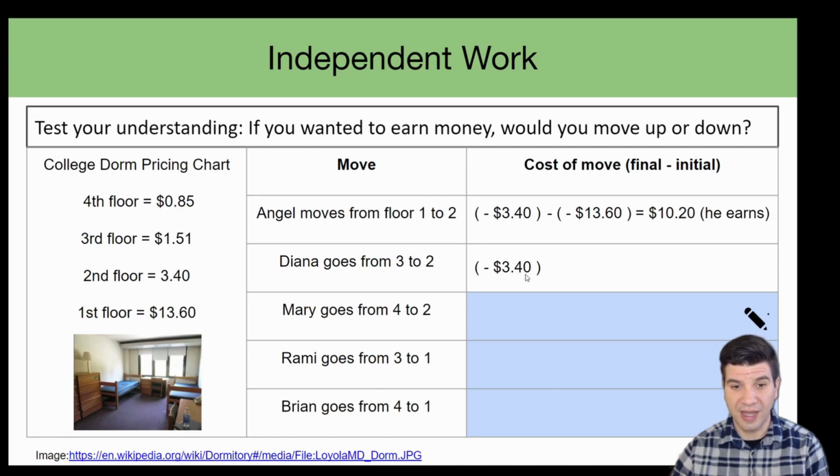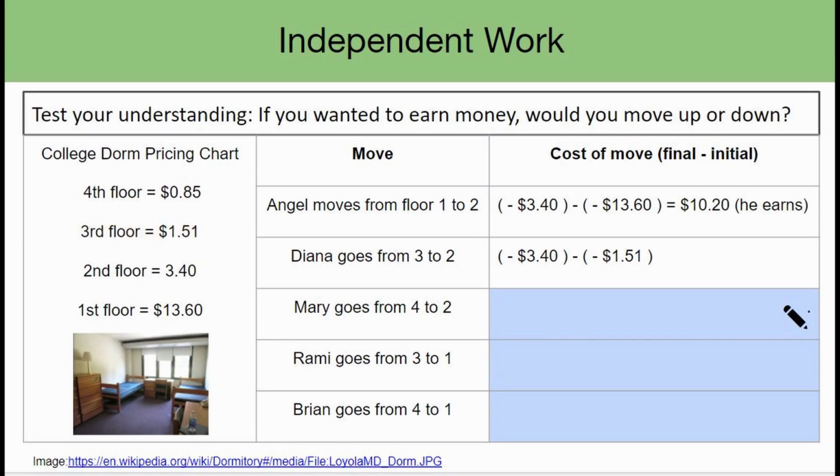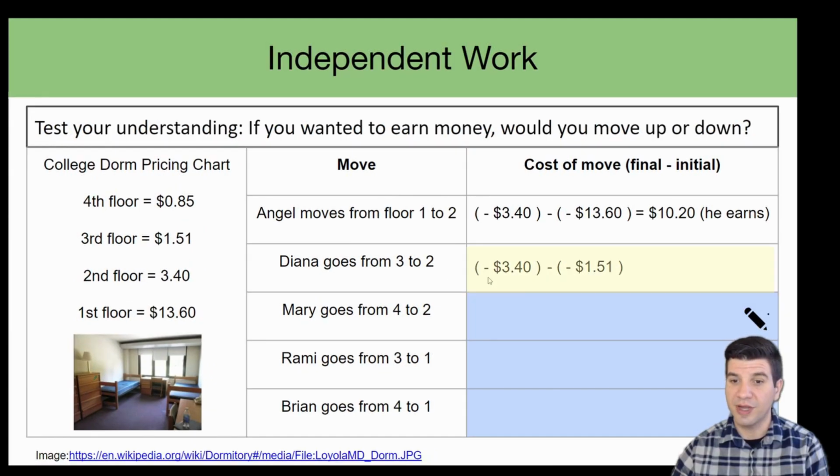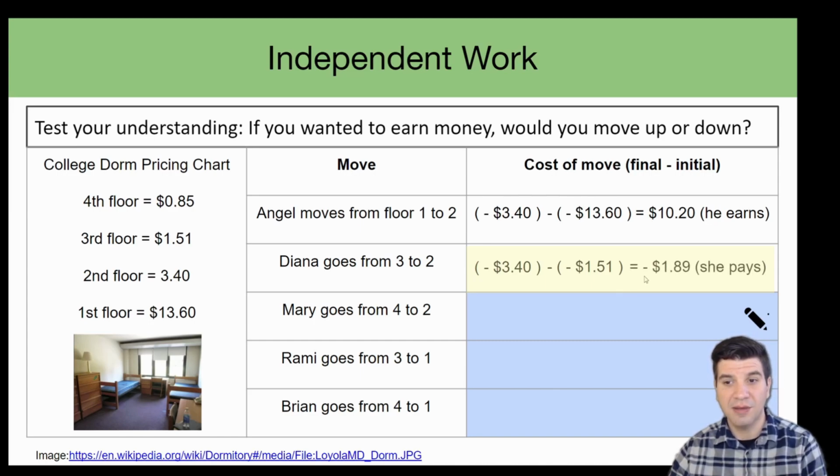Now we subtract out the initial location. In this case, her initial location was floor 3. Floor 3 was $1.51, so we're going to subtract out negative $1.51. Let's try and keep in mind that all the numbers that we're working with here are negatives, and they are negative because they're payments or cost. Okay, so negative 3.40 minus negative 1.51 comes out to negative 1.89, meaning she pays. She's at a loss.